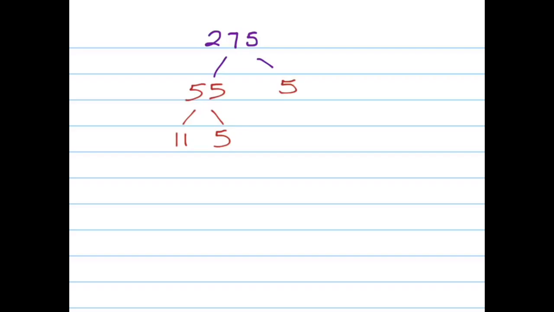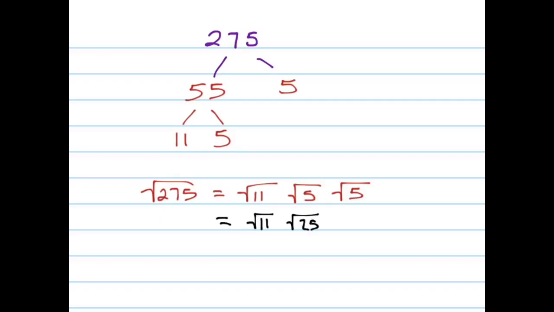So if I needed to simplify the square root of 275, I could split it into the square root of 11, square root of 5, square root of 5. What's the square root of 5 times the square root of 5? The square root of 25, which is 5. Whenever you're multiplying a radical by its twin, you just get the number out.